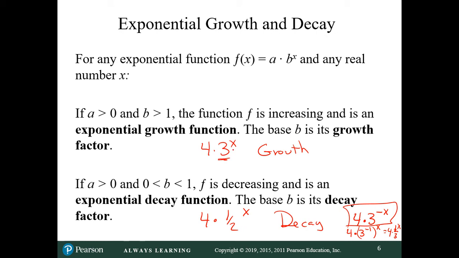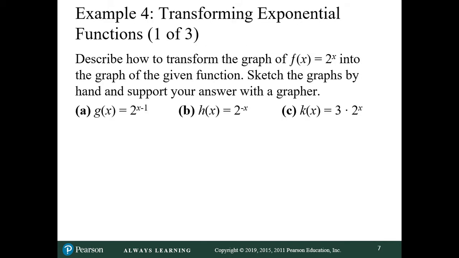But if we have a positive number to a positive exponent, and the number in front is positive, that's a growth function. Okay, so we're going to look at a different exponential function. And today we're going to do a lot of transforming of graphs. Okay, so g of x equals 2 to the x minus 1. What's going to happen to the graph?